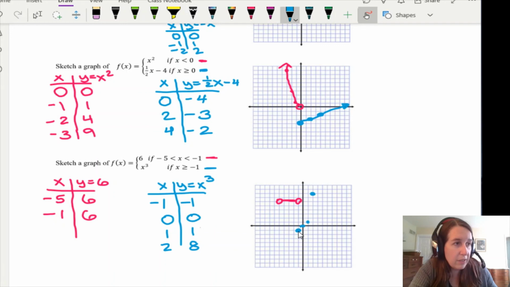Okay, this is part of a cubic, right? If the cubic was just unrestricted, it would go down here, right? But remember that the domain only started at -1, so that's the first point that we would plot. Okay, so here again is a piecewise function with two pieces that are not continuous. They do not connect to each other.